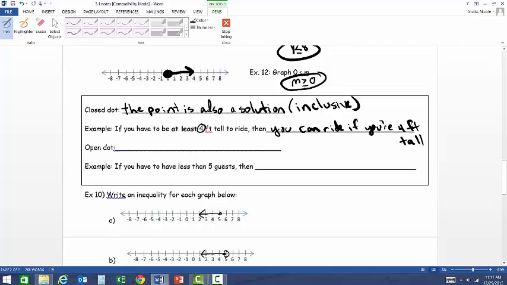Whereas the open dot means the opposite. It means the point is not a solution. And we'd say that's non-inclusive.